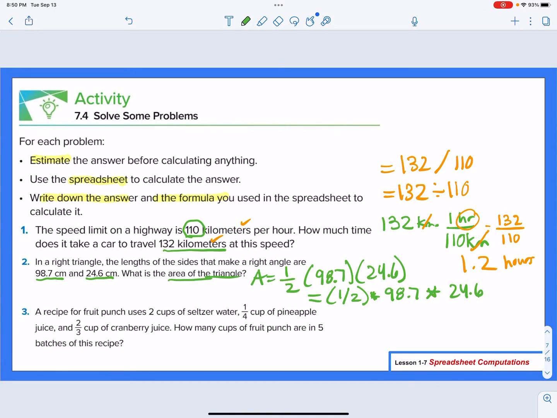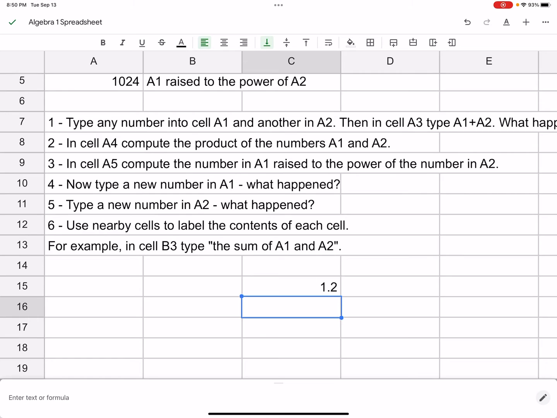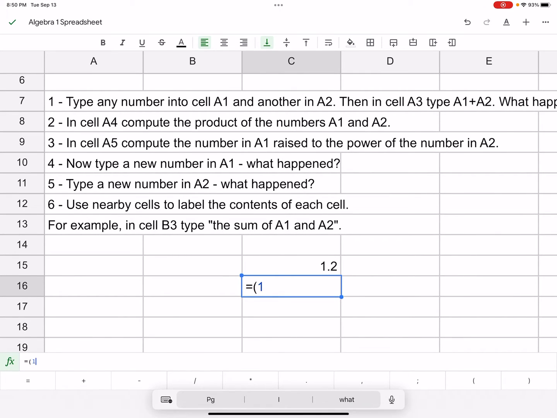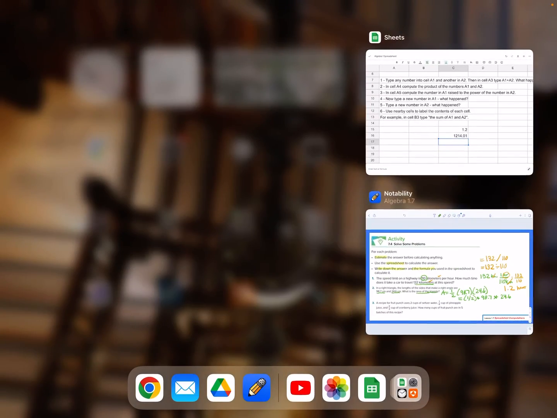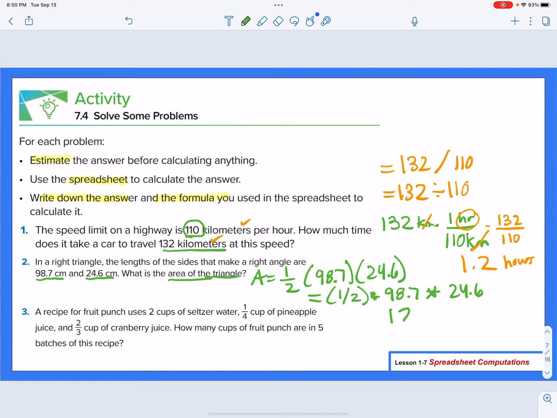Okay, so let's take a look here and see what our solution is going to be. So it's equal to, we said 1/2, or 1 divided by 2, times, and our second number was 98.7, and we're multiplying that also by our other length, 24.6. And I said equal, we'll have our area, so 1214.01. So our area is going to be 1214.01. These are centimeters, so we would call them square centimeters.